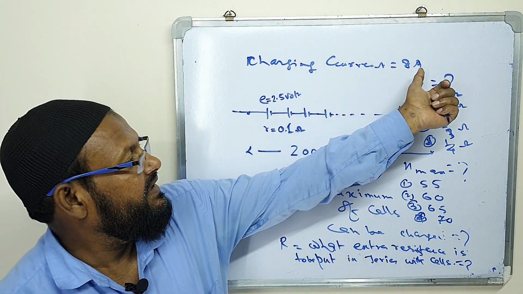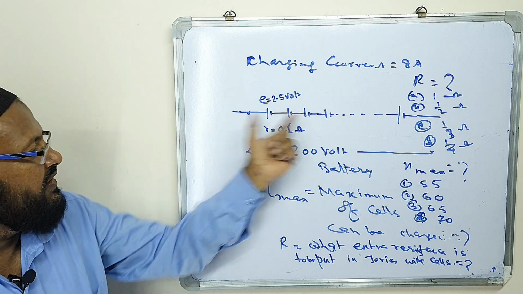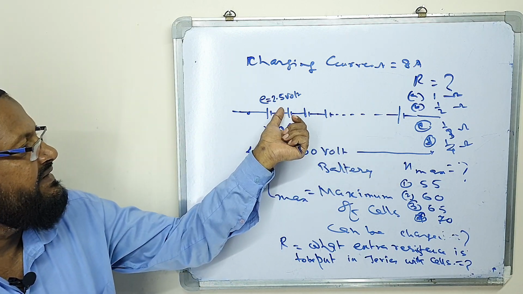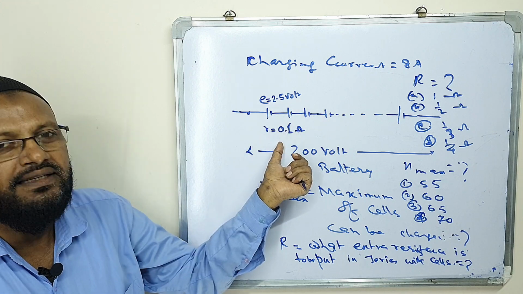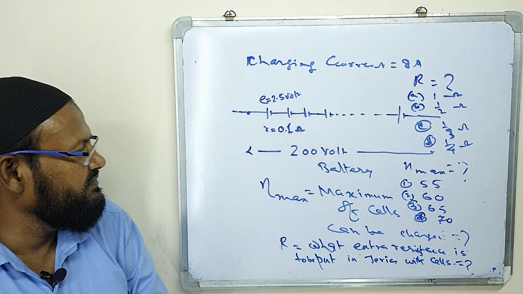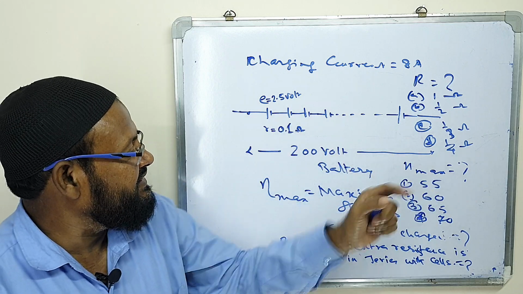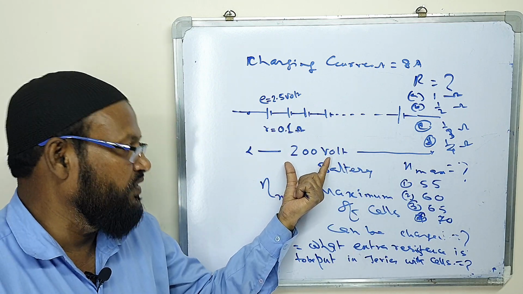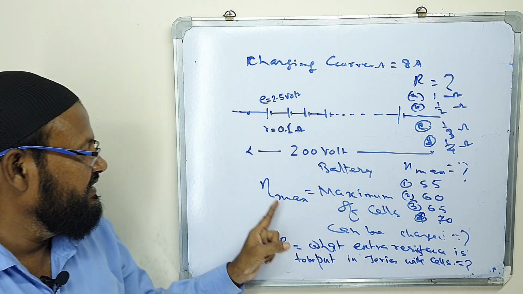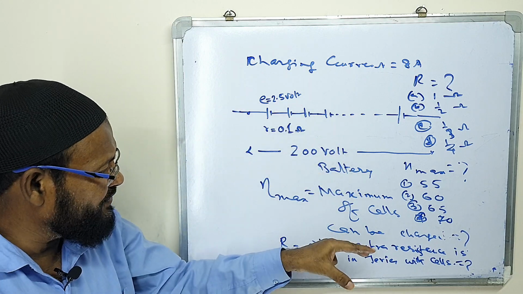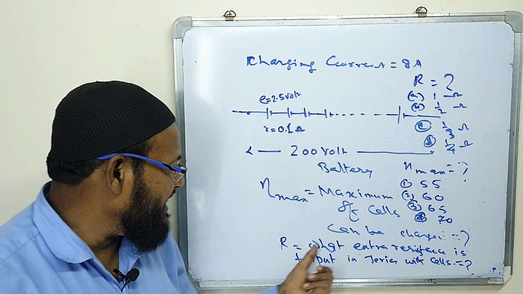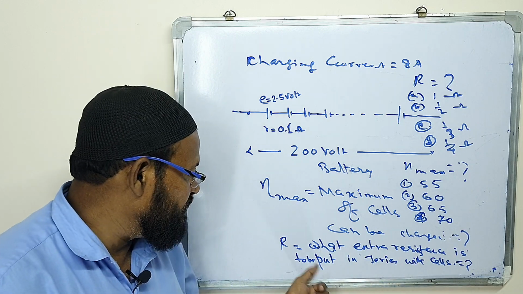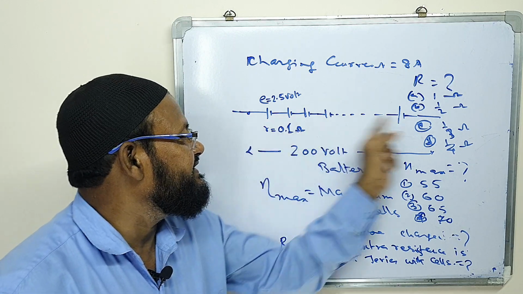Charging current is 8 ampere. All the cells are identical. Each cell has EMF 2.5 volt and internal resistance 0.1 ohm. These cells are being charged by a battery of 200 volt. The question is: what maximum number of cells can be charged? And second part, what extra resistance is to be put in series with the cells?